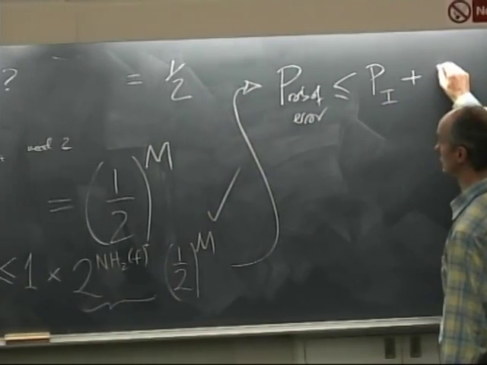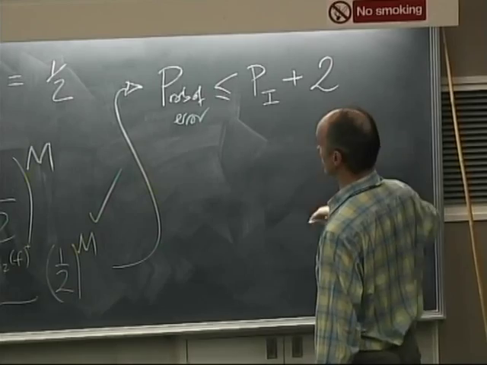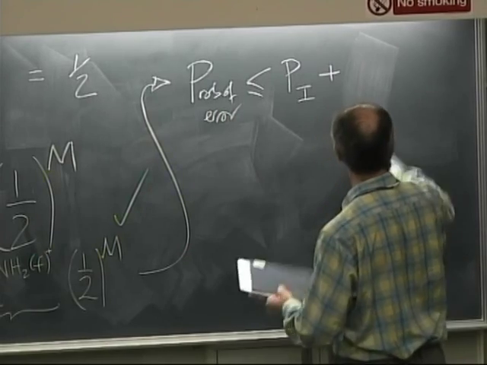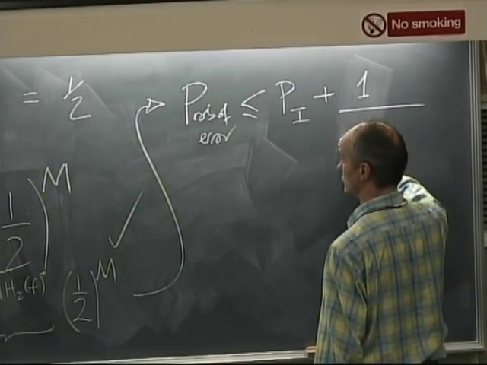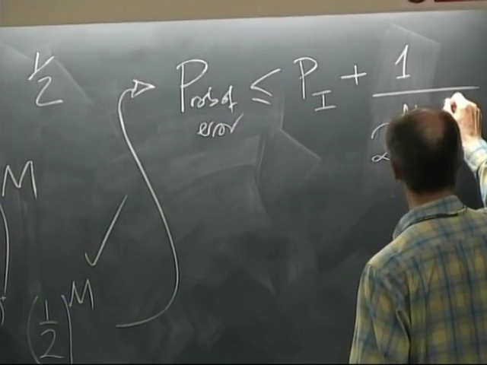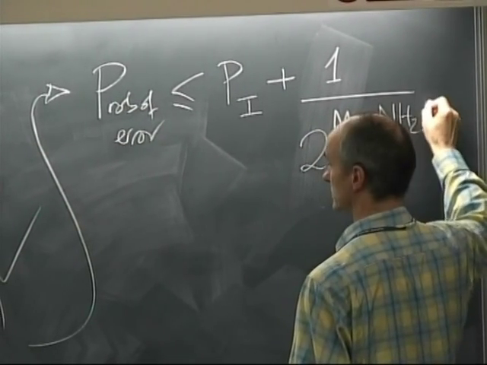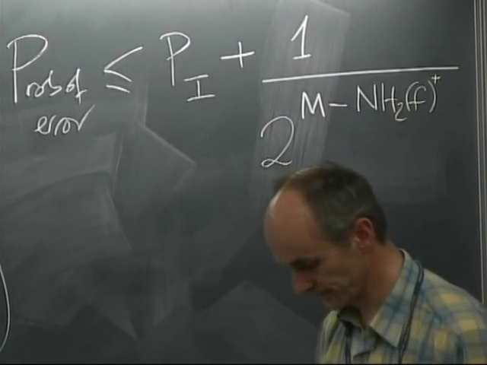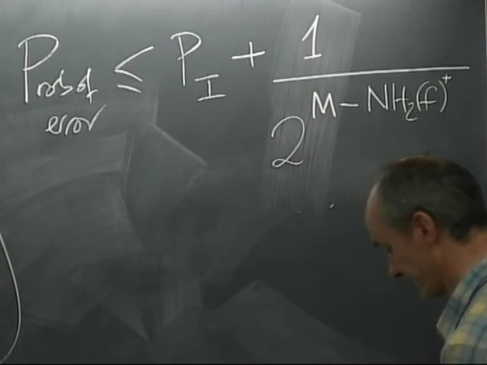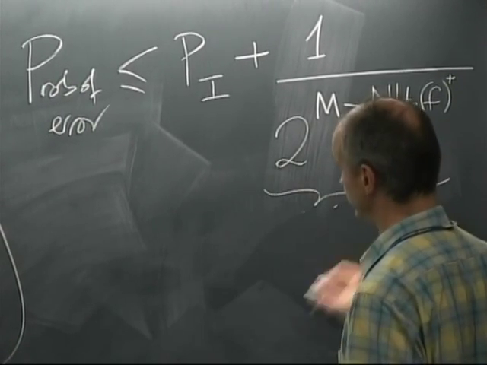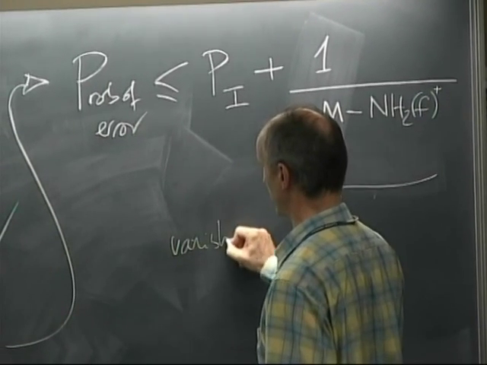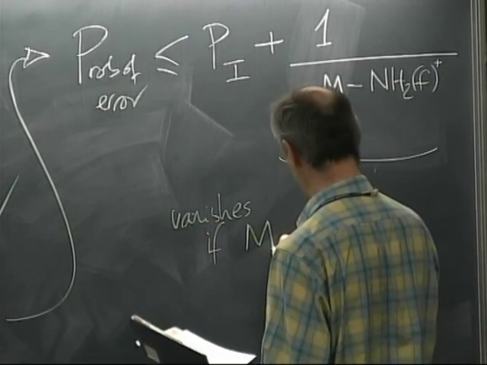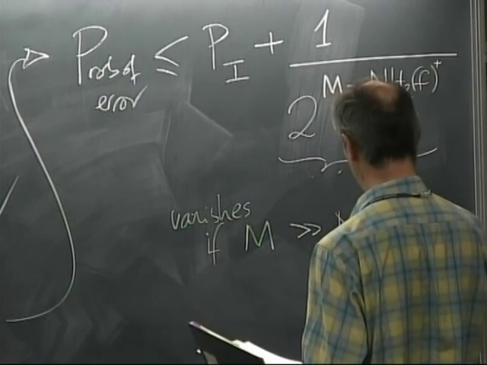So we have 2 to the power. Let's put it downstairs, shall we? Because then it'll be clear what tiny looks like. So 1 over 2 to the m minus n H2 of F plus a little bit. Okay. And this second term here, this term can be made arbitrarily small if what? Well, it vanishes if m is much bigger than n H2 of F.